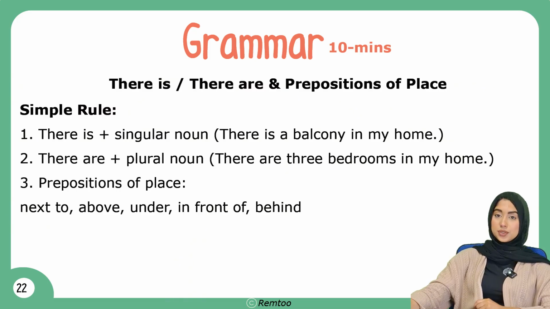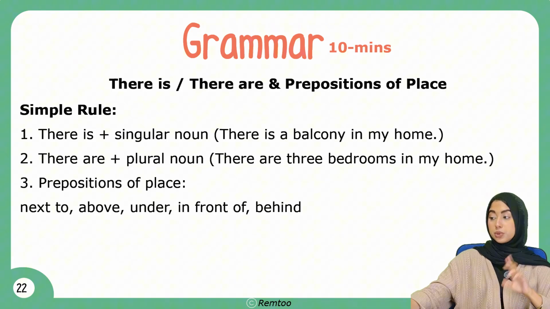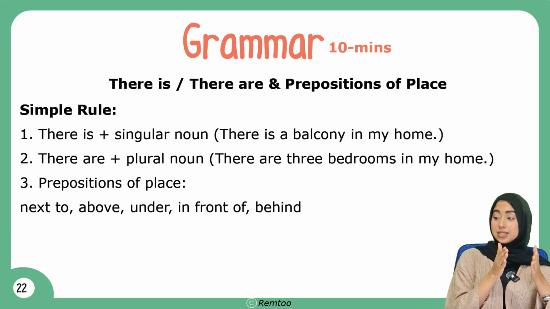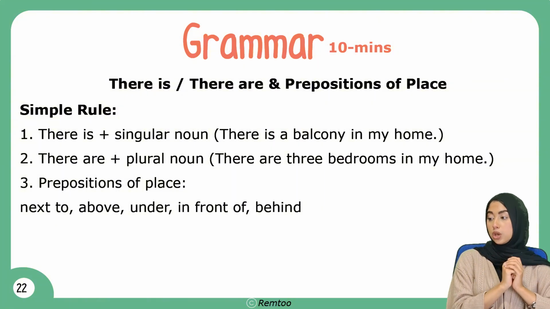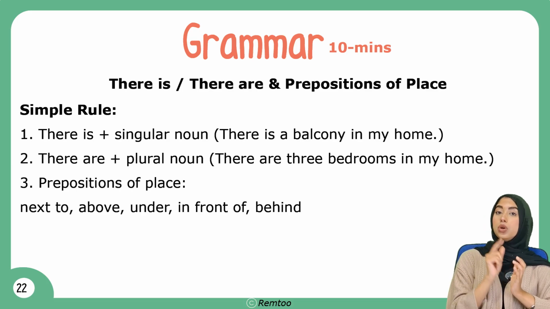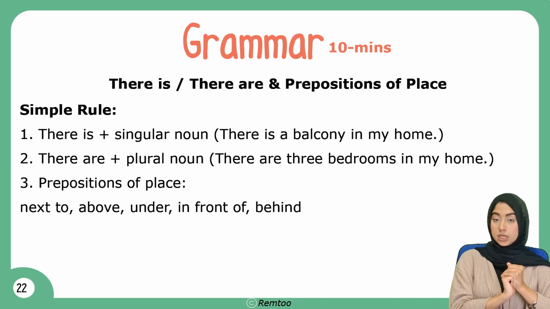Okay, yes, welcome to the grammar part. So here we'll learn how to use there is and there are plus prepositions to speak about place. So here is the simple rule. Number one, we use there is plus singular noun, okay, to speak about one thing. For example, there is a balcony in my home. And here I mean only one balcony.